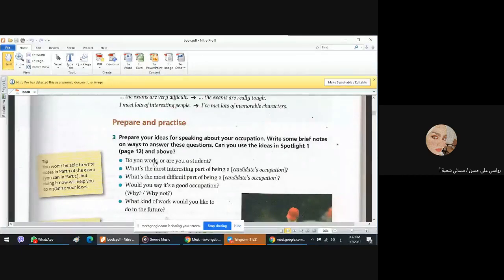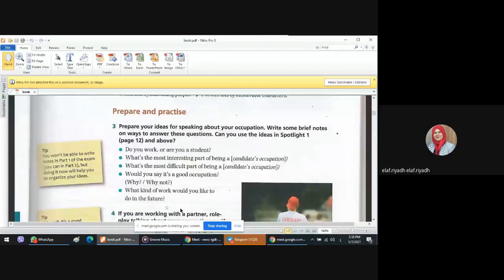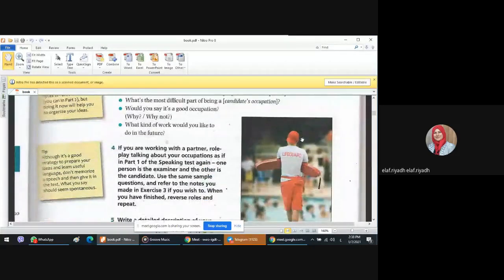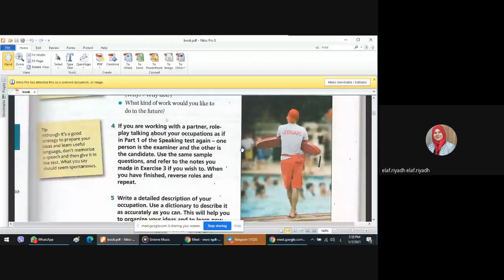The first one: do you work or are you a student? What is the most interesting part of being a candidate occupation? What is the most difficult part? Would you say it is a good occupation? Why? Why not? What kind of work would you like to do in the future? Yes, very good. So we have these questions. In order to answer them, you should go to page number 12, that's above in Spotlight number 1. Here we have exercise number 3, and also exercise number 4 related to 3.